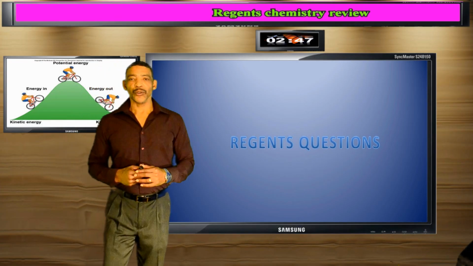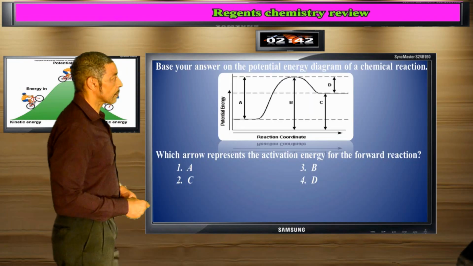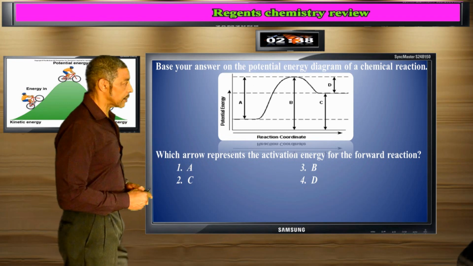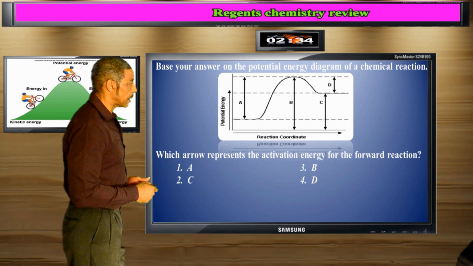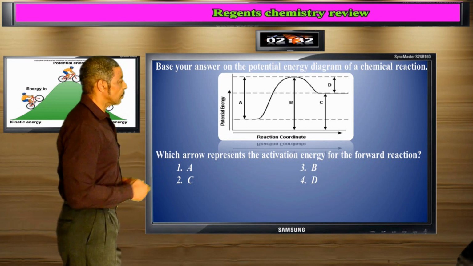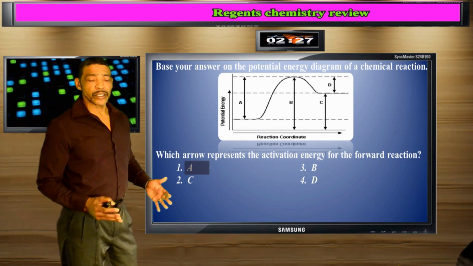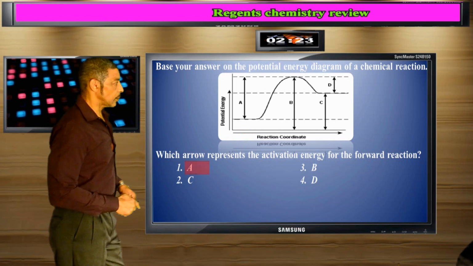Now let's practice for your upcoming Regents examination. Consider the following questions. Base your answer on the potential energy diagram of a chemical reaction. Which arrow represents the activation energy for the forward reaction? Well, the correct answer to this question is number 1, A, where the activation energy for this type of reaction, which is endothermic, will include delta H.